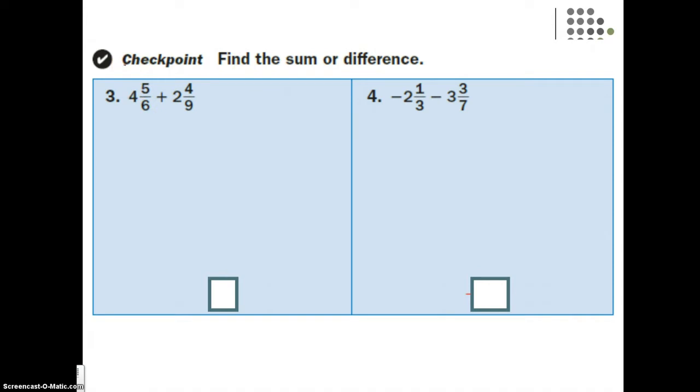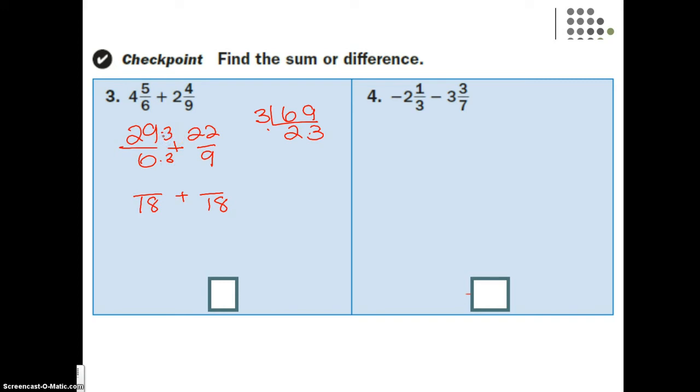The improper fraction of 4 and 5/6 is 29 over 6, plus 2 and 4/9 becomes 22 over 9. The LCD of 6 and 9, well, they both divide by 3. So 3 times 3 times 2 is 18. 6 times 3 is 18.